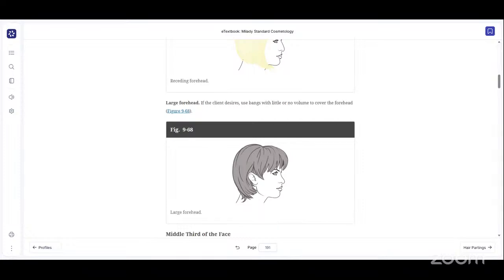Texture can be activated and it could be non-activated. Okay, so they're saying here with a large forehead, you want to bring the hair over, cover the forehead in the bang area, but reduce the volume. All right, so non-activated, maybe smooth, maybe straight.